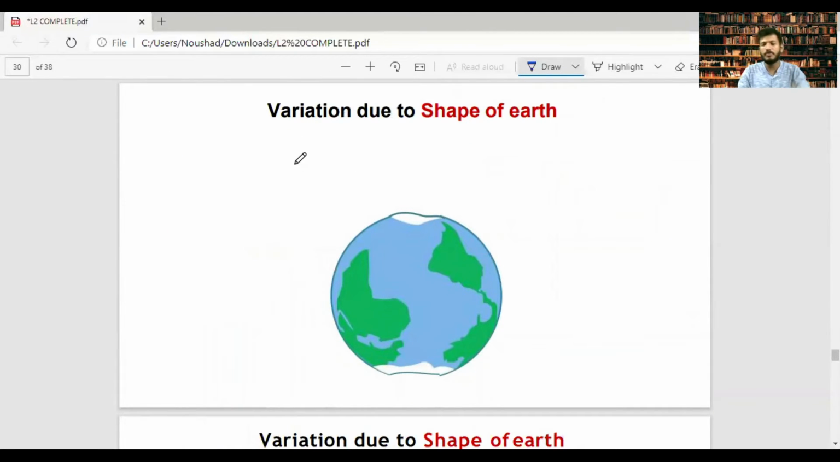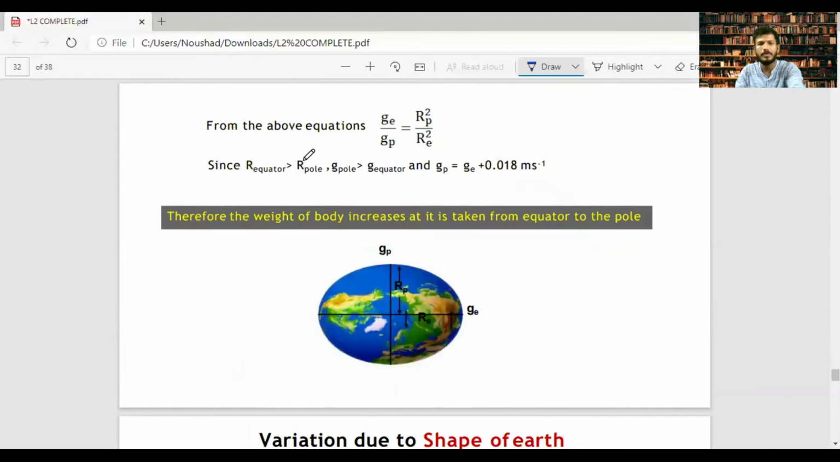Variation due to shape of earth. What is the shape of earth? Shape of earth is geoid. This is rp. Rp is always less than re. What is re? Distance from center of earth to equator. What is rp? Distance from center of earth to pole. Clear? Distance from center of earth to equator is re. Distance from center of earth to pole is rp. Rp is less than re.